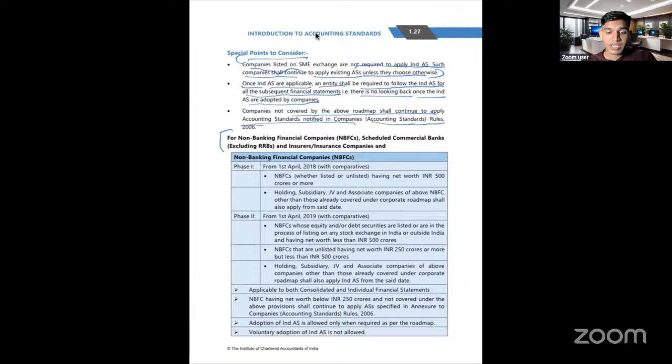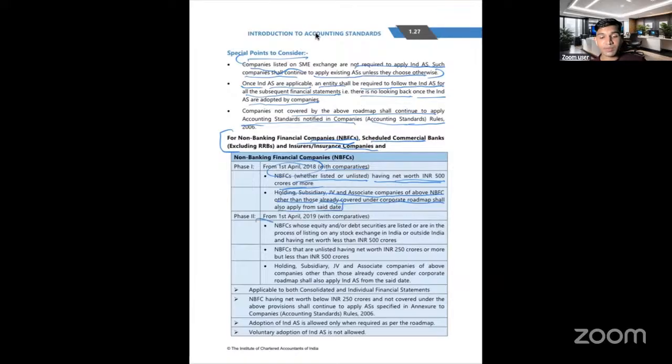Now for non-banking financial companies, the NBFCs, scheduled commercial banks excluding RRBs, and insurance companies. Phase one, from 1st April 2018 with comparatives: NBFCs, listed and unlisted, having a net worth of 500 crore or more, and holding, subsidiary, JV and associate companies of the above NBFCs, other than those already covered under the corporate roadmap, shall also apply from the said date.